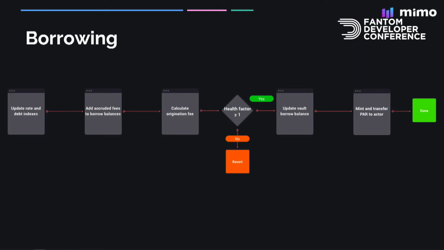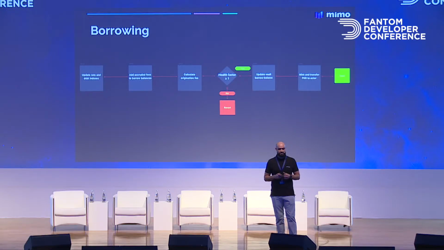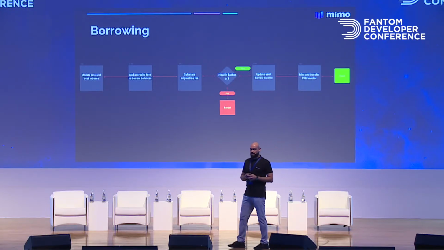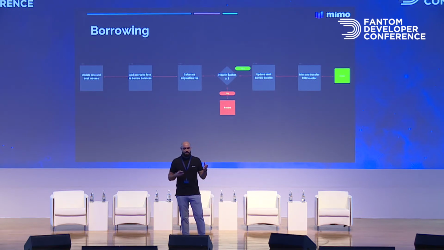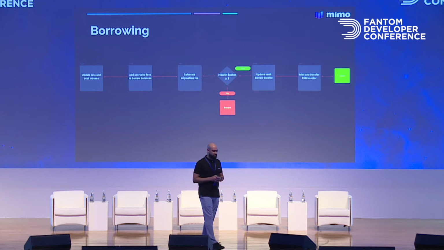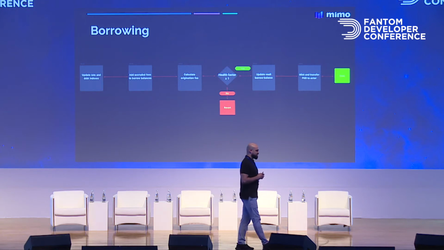Then, once the user has deposited the collateral, there is the borrowing. So the borrowing is straightforward, but there is one thing you have to understand, which is the health factor. The health factor is an indicator to see if the vault is healthy or not healthy. So what is a healthy vault then? A healthy vault is when the value of the collateral is above the MCR. And if it's the case here, then it's all good.